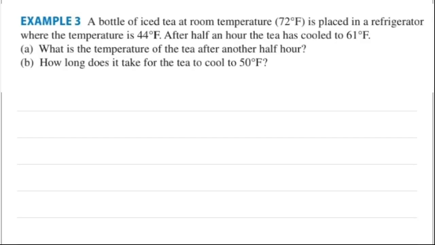An example, under example 3, says that a bottle of iced tea at room temperature, given to be 72 degrees, is placed in the refrigerator where the temperature is 44 degrees. Please, before I proceed, let's read the question again. The bottle of iced tea at room temperature, 72 degrees Fahrenheit, is placed in a refrigerator where the temperature is 44 degrees Fahrenheit.